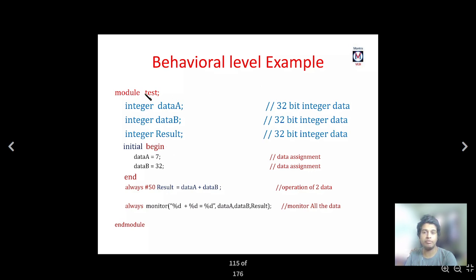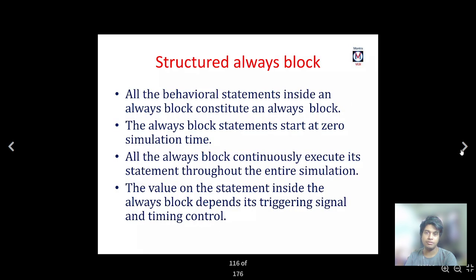Here we have seen behavior module test where we have three integers, data A, data B, and results, all of them 32-bit integer data. Then we have an initial block which will begin with data. We have assigned data A a value, and data B is equal to 3. After that we have an always operation where results is equal to data A plus data B, and we will monitor the output inside the always statement as shown in the figure below.